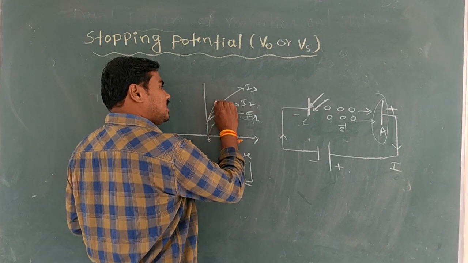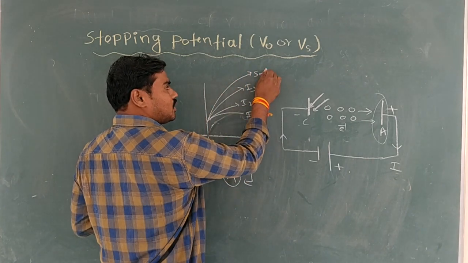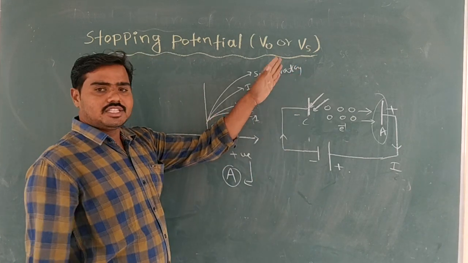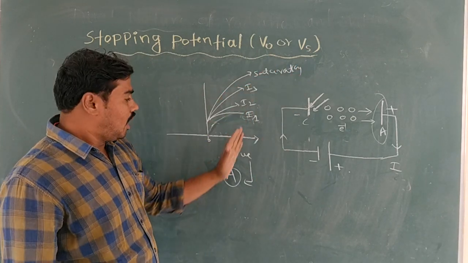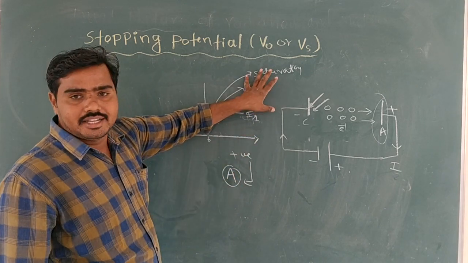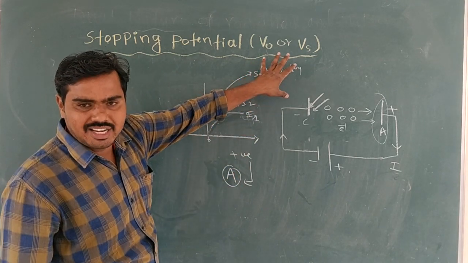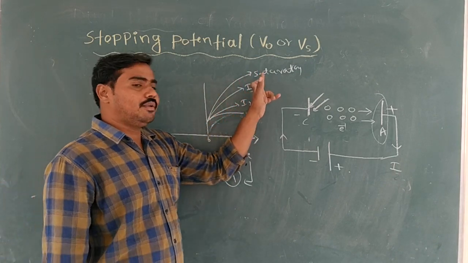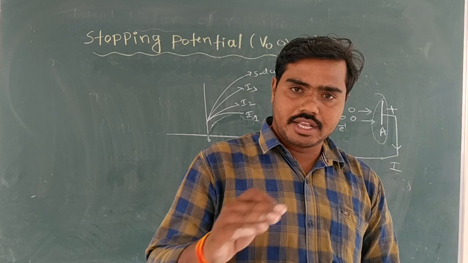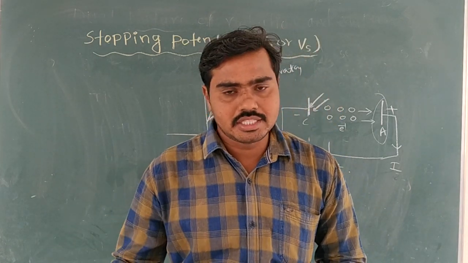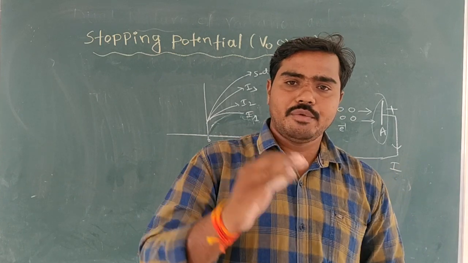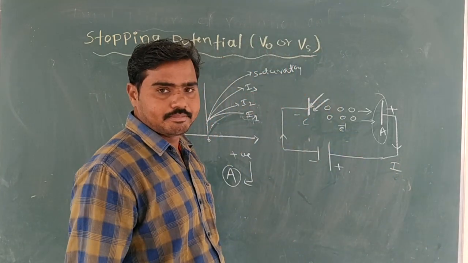When it reaches the saturation point, this is called the saturation current. When it reaches the saturation point, at that time, when we increase the potential, the current does not increase because it has reached the saturation point. That current we call the saturation current. Potential increases, current also increases, and the current reaches one particular saturation point. That point we call the saturation current.